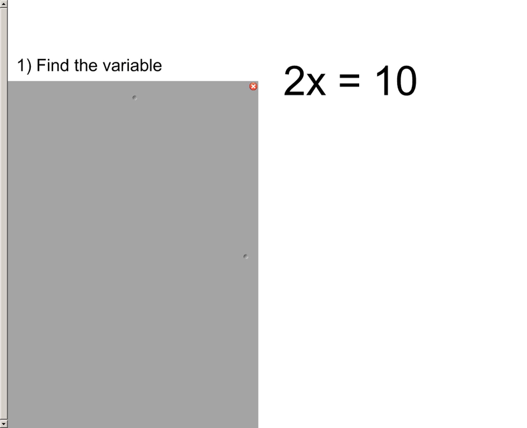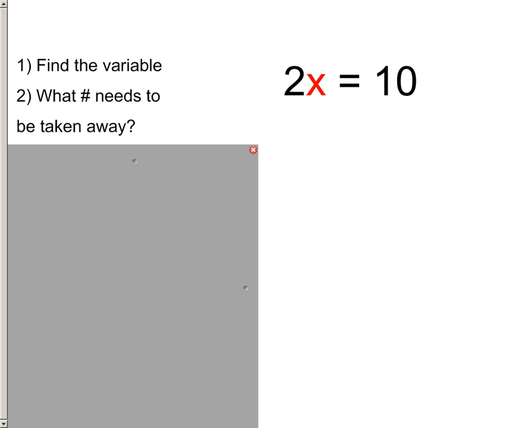When you look at these equations, you need to find the variable, and once you find the variable, you're able to determine which side of the equation it's on. In this case, it's on the left side. And then you need to figure out what numbers need to be taken away. Any numbers that are on the same side of the equation as that variable, that's what needs to be taken away. So that 2 needs to be taken away from the x. That way we can solve and get the x all by itself.